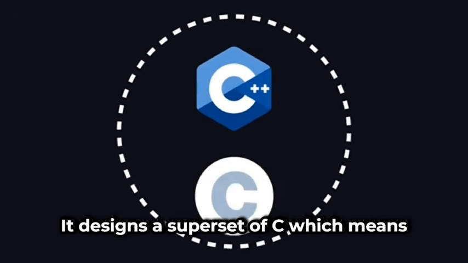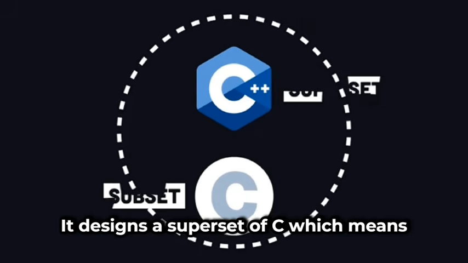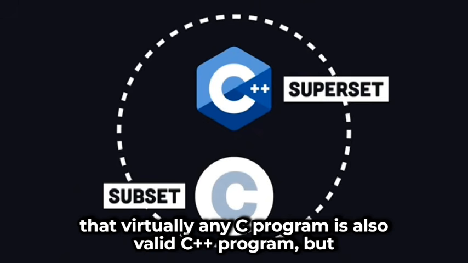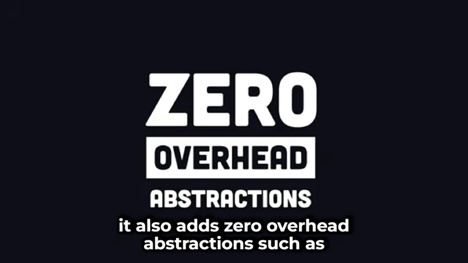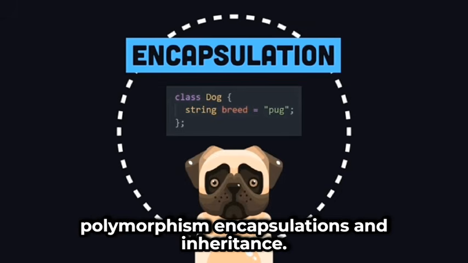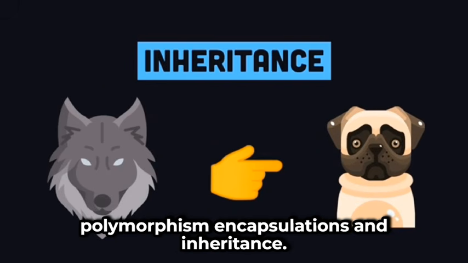It's designed as a superset of C, which means that virtually any C program is also a valid C++ program, but it also adds zero-overhead abstractions such as object-oriented patterns like polymorphism, encapsulation, and inheritance.